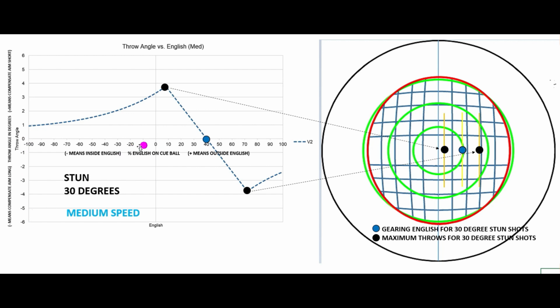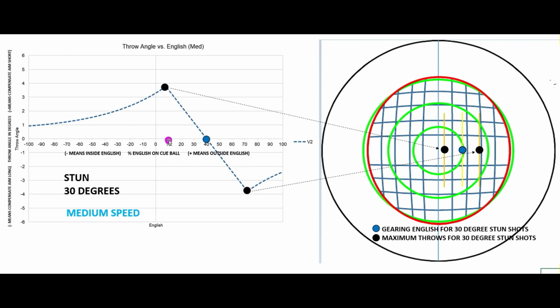This is English from negative 100 to 100. This would be inside English. This would be outside English. This would mean you would compensate your aim by aiming short this number of degrees or by aiming long this number of degrees.